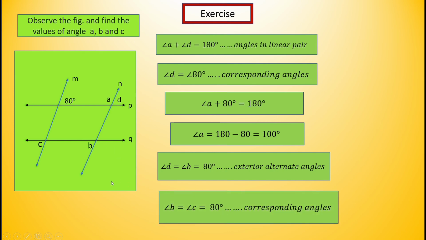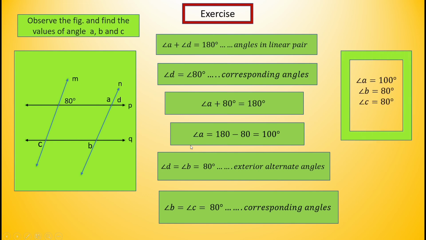Now let us consider these two angles, angle C and angle B, and these two angles are corresponding angles, and according to the property these angles are congruent, and so if angle B measures 80 degree, then angle C also measures 80 degree, and so this is our third answer, angle C is equal to 80 degree. So angle A is equal to 100, B is equal to 80 and C is also 80 degree.